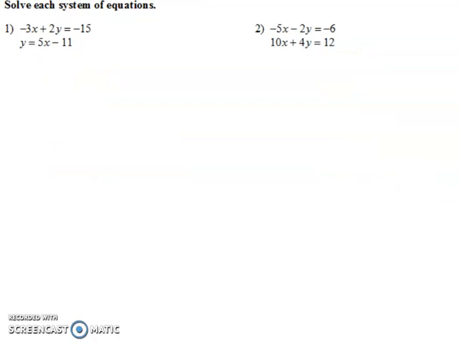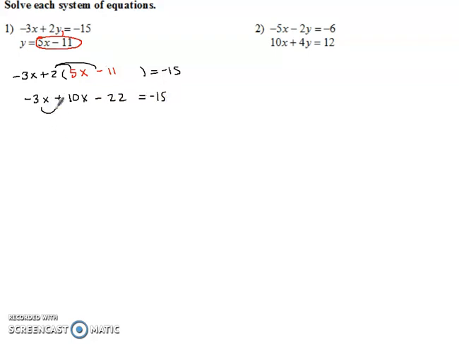If you haven't already paused to complete numbers 1 and 2 here, go ahead and do that now. This one I'd like to use substitution on because the y is already by itself. So I'll go ahead and solve by replacing y in the first equation. So -3x plus 2 times y is equal to -15. For y, I'm going to put in 5x minus 11, and then I solve. So -3x plus 2 times 5x is 10x. 2 times -11 is -22, equal to -15. When I add, I've got 7x minus 22 is equal to -15. Adding 22 to both sides, 7x is equal to 7, so x is equal to 1.